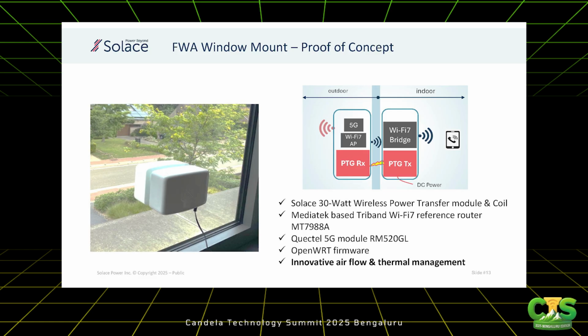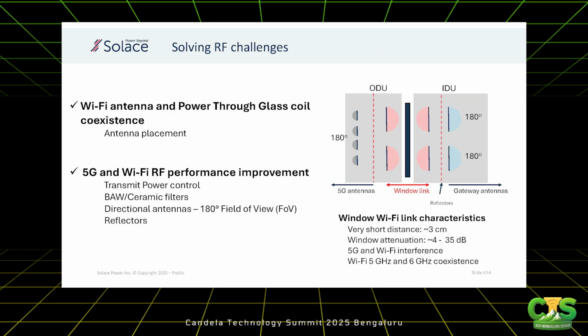Coming back to RF, we solved some of the RF challenges by putting reflectors between the antennas that face the window, the antennas which face the 5G gateway, the 5G base station, and also the antennas which face the home. We did not have a lot of control over the filters that were used, but we had control over how we could position the antennas and how we could isolate them.